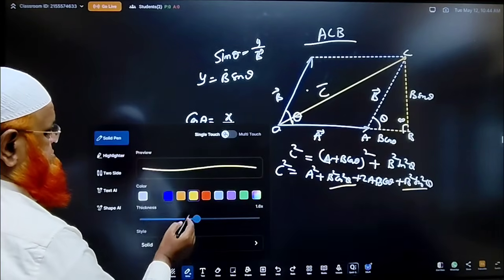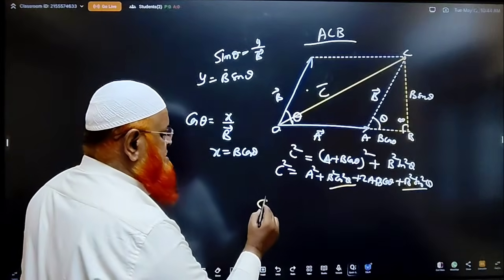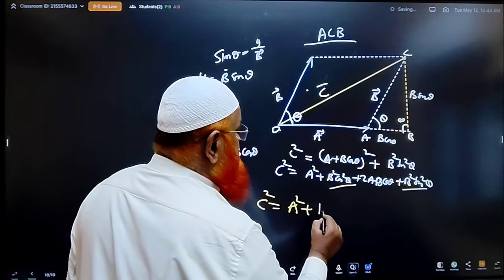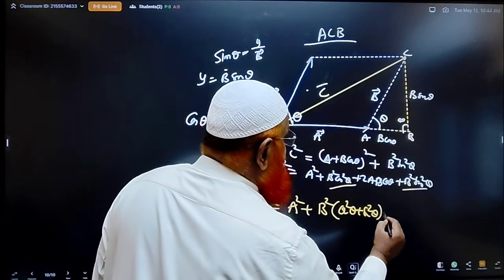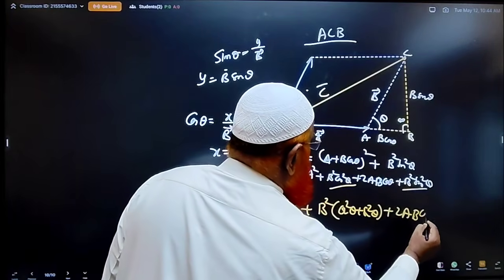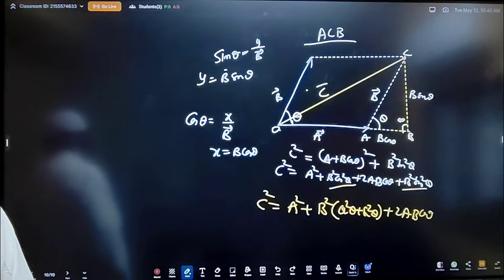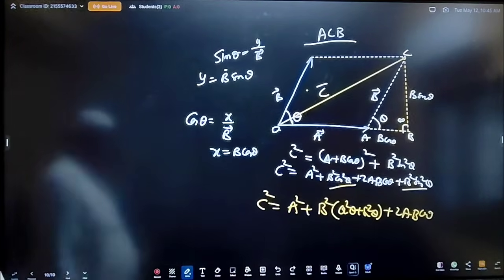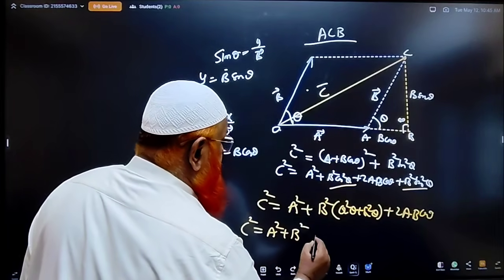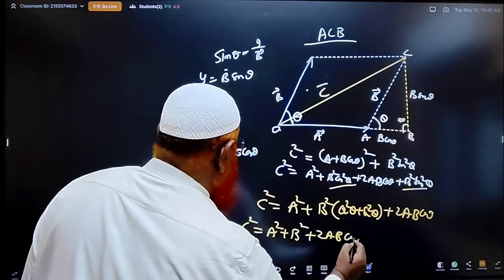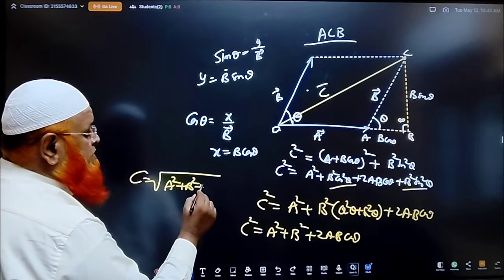Okay. Hope you have got this one now. So what do you get from this? C square is equal to A square plus B square, if you take common cos square theta plus sin square theta, plus 2AB cos theta. So cos square theta plus sin square theta? 1. You know already now. Right? It's going to be 1. So C square is equal to A square plus B square plus 2AB cos theta. Therefore C is equal to the square root of A square plus B square plus 2AB cos theta.